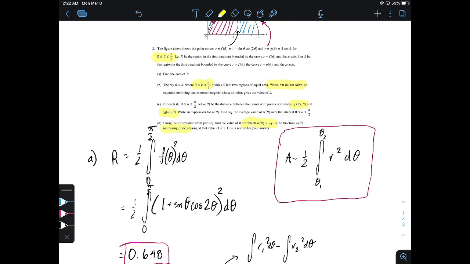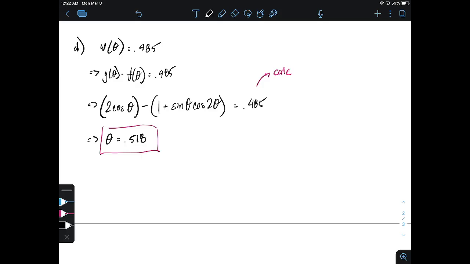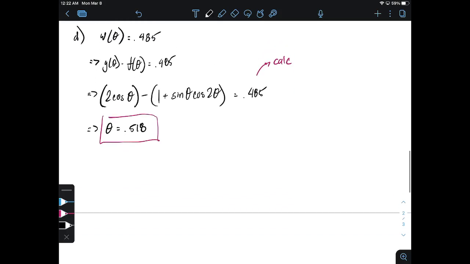So now we have to find, is it increasing or decreasing? And we're going to go back a little bit into the year, but we can still do this. What we need to do to find if it's increasing or decreasing is simply take the derivative of W of theta. So what we'll say is, if the derivative of W theta is less than 0 at theta equals 0.518, it is decreasing, and we'll just go dot dot dot, vice versa.